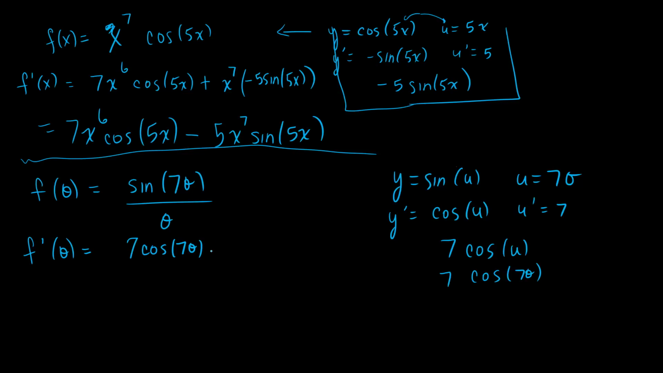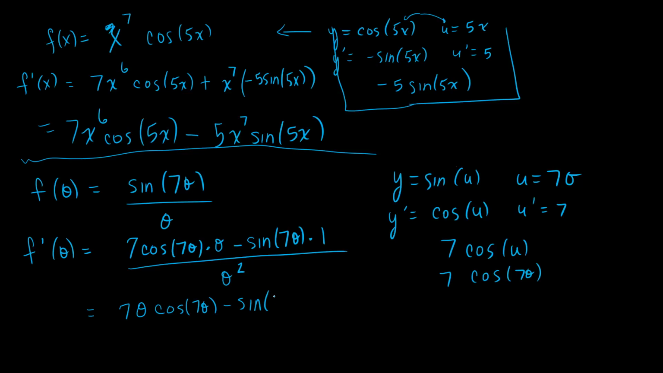Times, leave the bottom alone, minus, leave the top alone, times the derivative of the bottom. Well, theta is just like x, a variable, so the derivative would be 1. And then I square my bottom. And then all I'm going to do here is move the theta, because it's your variable, out front, and get rid of that 1 to get my final answer.